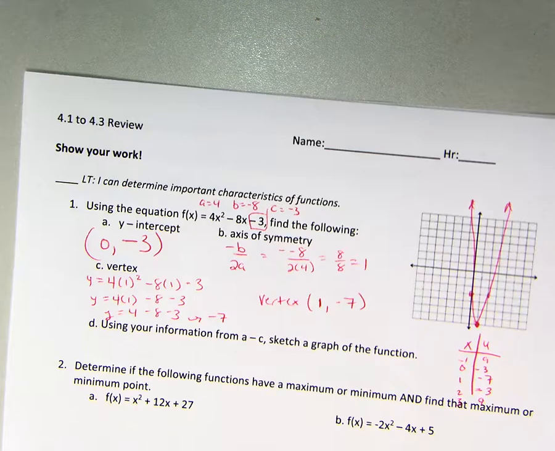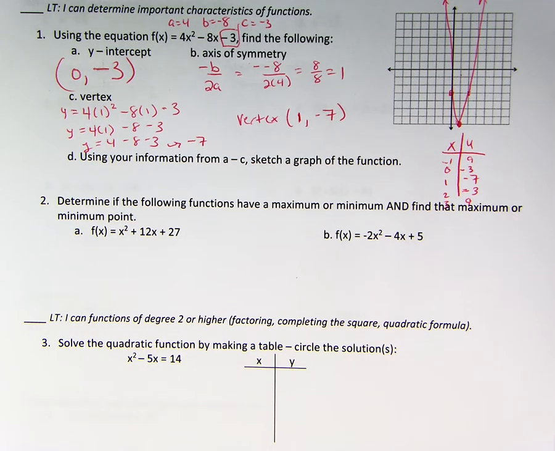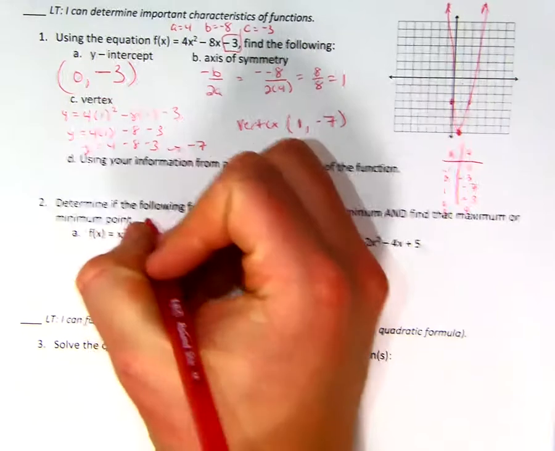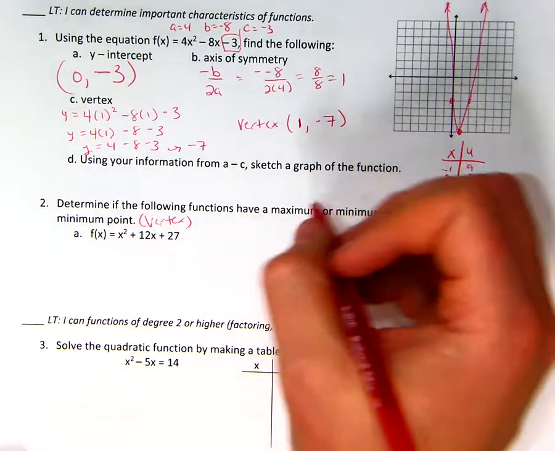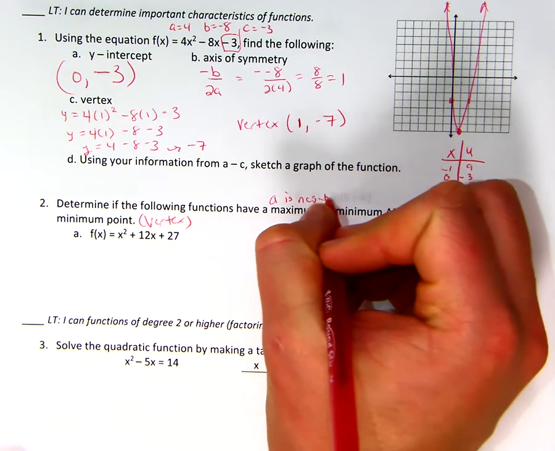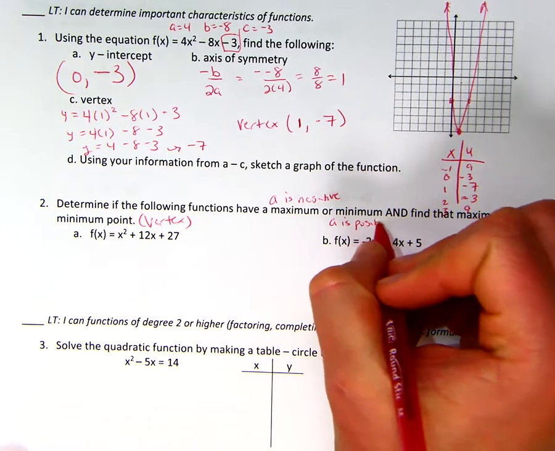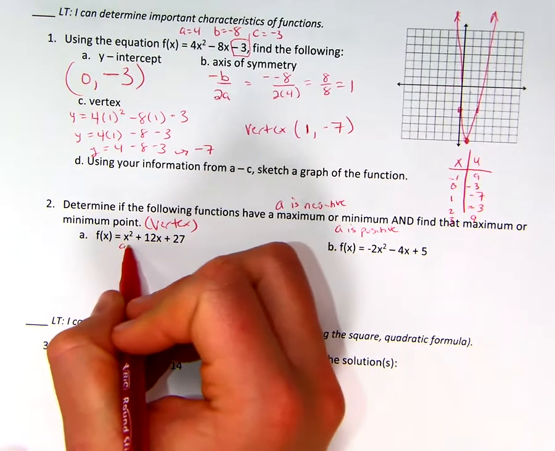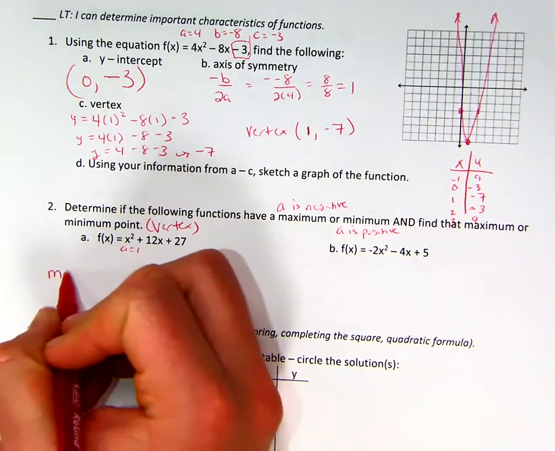Alright. Part 2. Determine if the following function has a maximum or minimum, and then find that maximum or minimum point. That point is just the vertex. Now, for it to have a maximum, a is going to be negative. For it to be a minimum, a is positive. So here, our a is 1. So it's going to have to be a minimum.